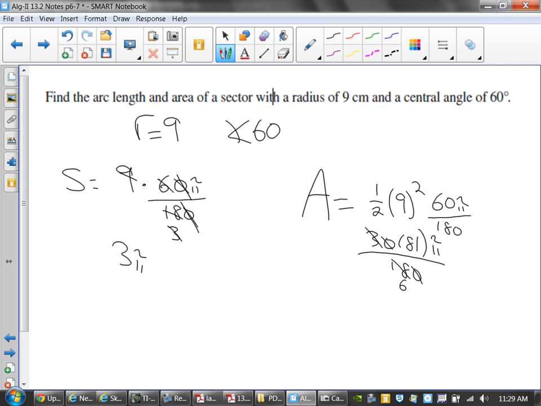6 divided by 3 is 2. Oh, I had it as a 3. That was my fault there. So it's 2, and this is 27 on top. 27 pi over 2. I see what I did. I went so fast. I said that 6 divided by 3 was 3.